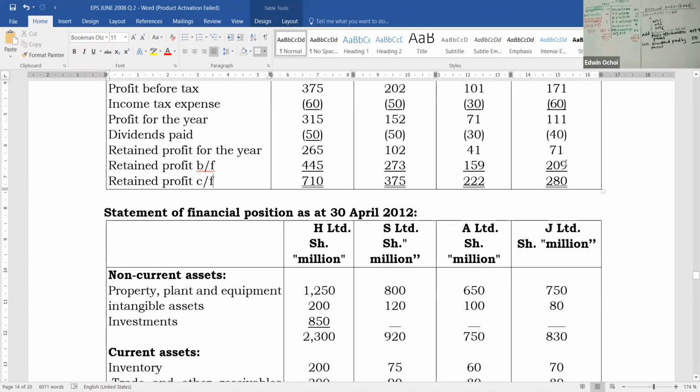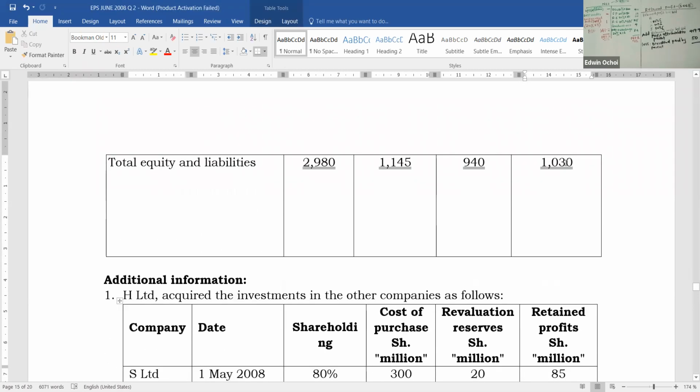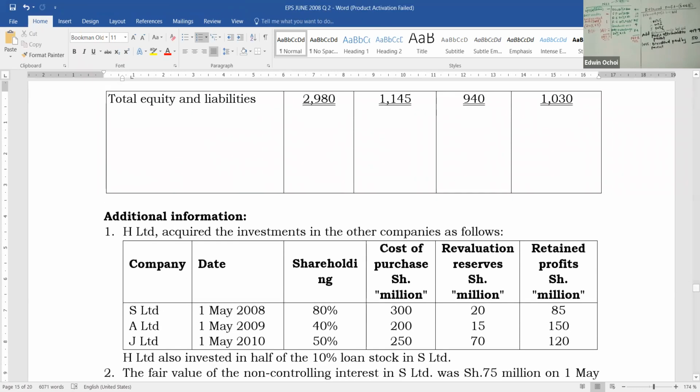That one is the brought forward. But remember, when J was acquired as at 2008, there was some retained profit. S Limited was acquired, not S, but J. J was acquired on 1st May 2010, which is fine.